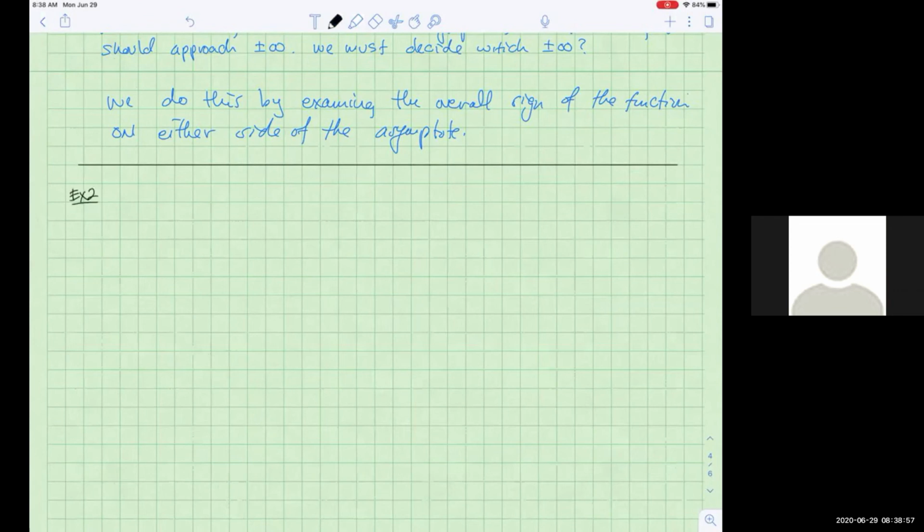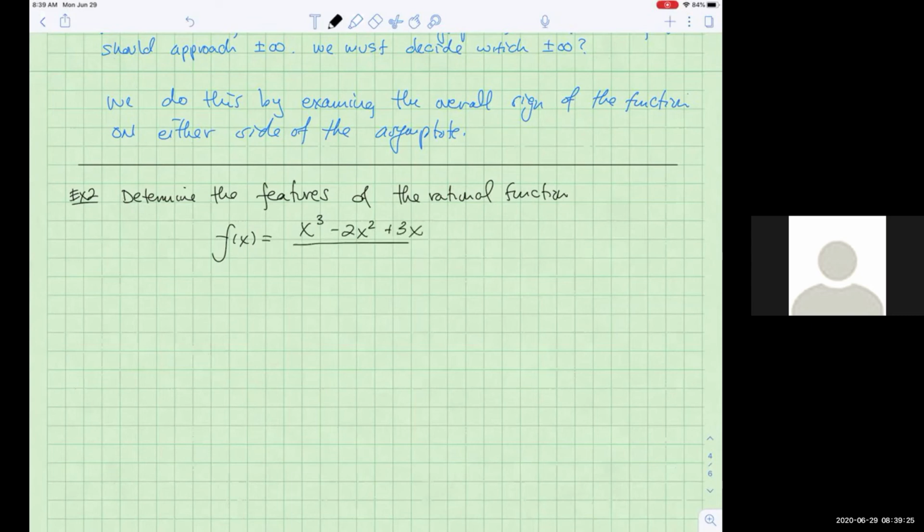Example 2. Determine the features of the rational function f of x is equal to x cubed minus 2x squared plus 3x divided by 2x squared plus 2.